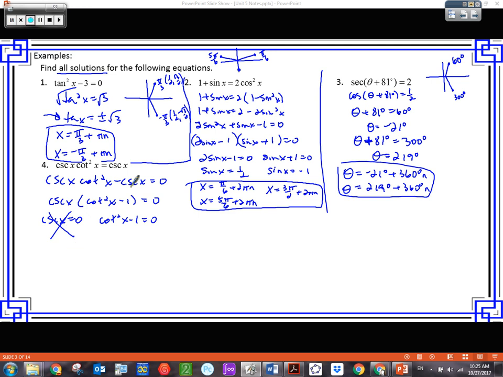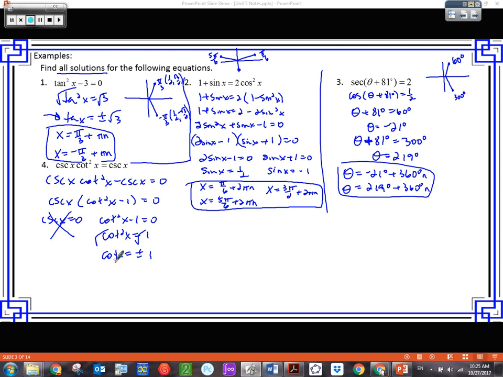Okay. So then I'm going to work on this. So then I have cotangent squared equals 1. So I square root both sides. And I have cotangent x equals, what is it going to equal? Plus or minus 1. Right? What is the standard period for cotangent? Just pi. It's just pi, right?